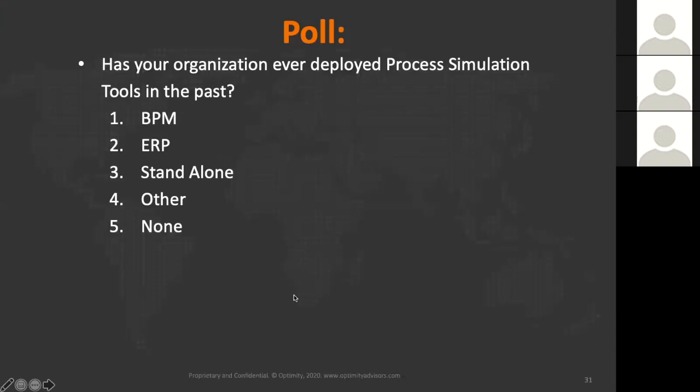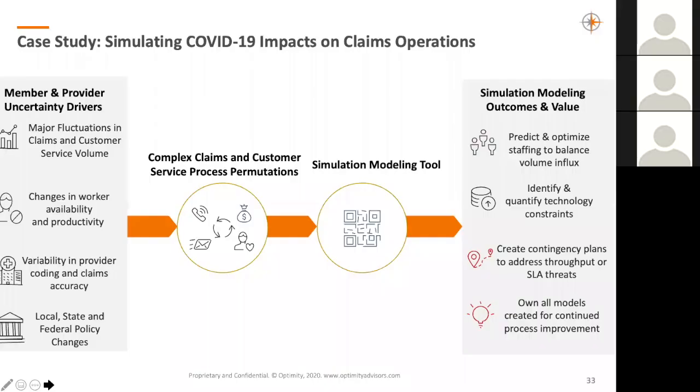We have one more use case, but I think we'll just go straight through it. This was about, again, insurance operations, specifically modeling COVID-19. What you can see here is that there's a lot of variability, and there's going to be major fluctuations in the claims that are coming in, the volume, the types of claims, as well as local, state, and federal policy change. And these things are changing every day. So how do you rapidly test what these inputs might impact your complex system?